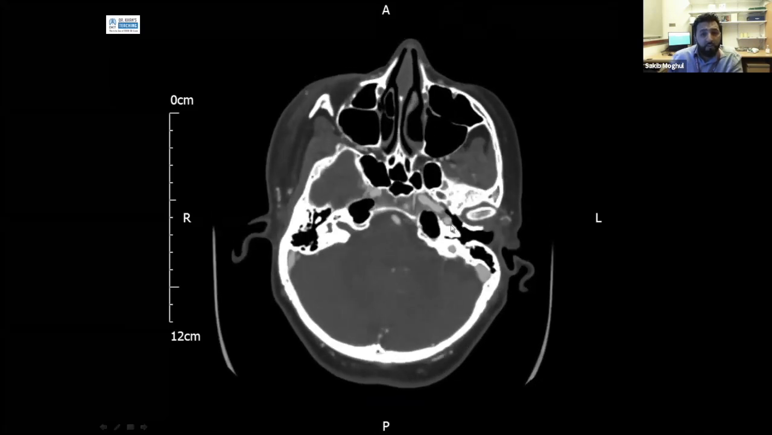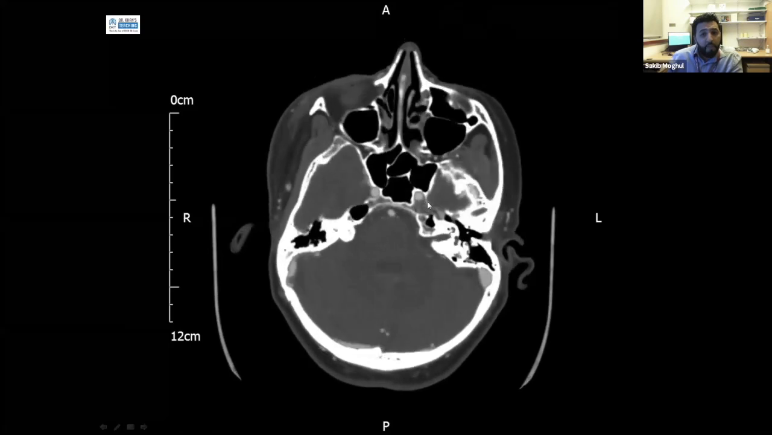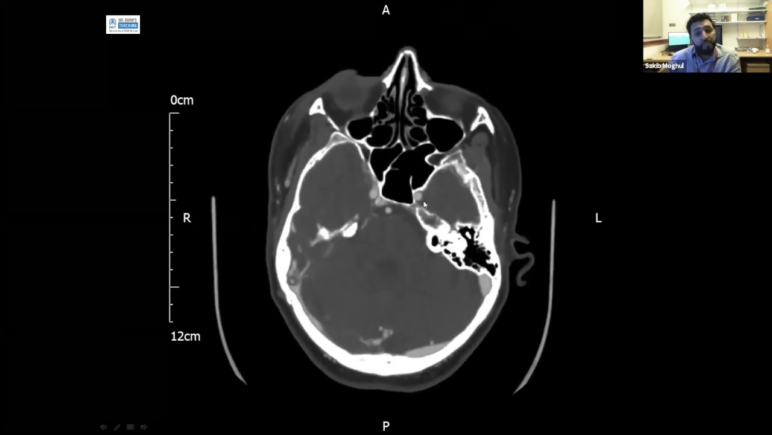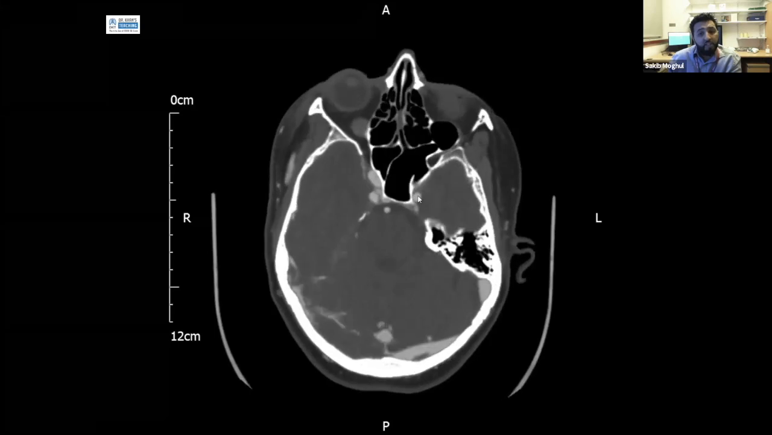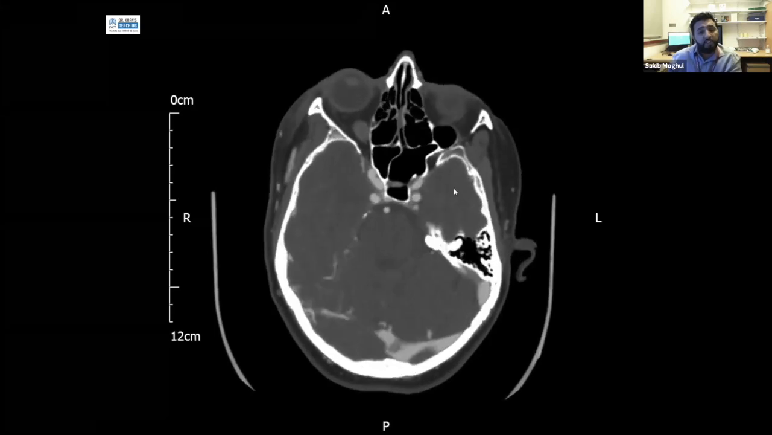And then you can see this very characteristic horizontal segment. This then has multiple loops and angles. And this is essentially where, as it turns upward just above the foramen lacerum, it joins the cavernous sinus. So this is the cavernous segment of the internal carotid artery.